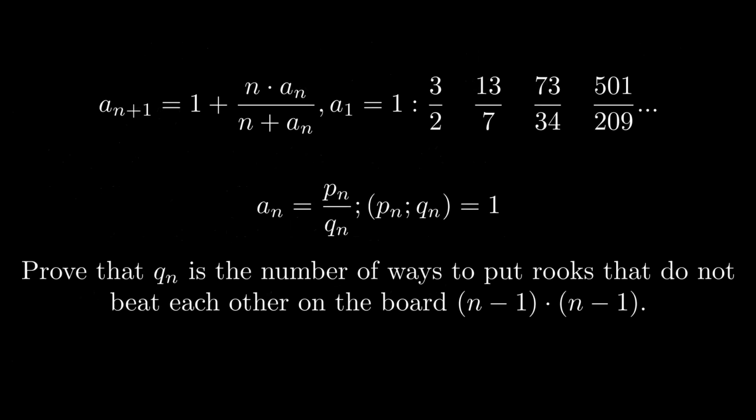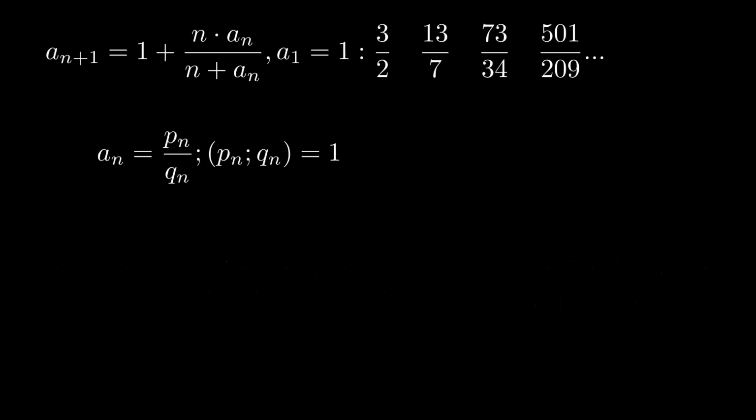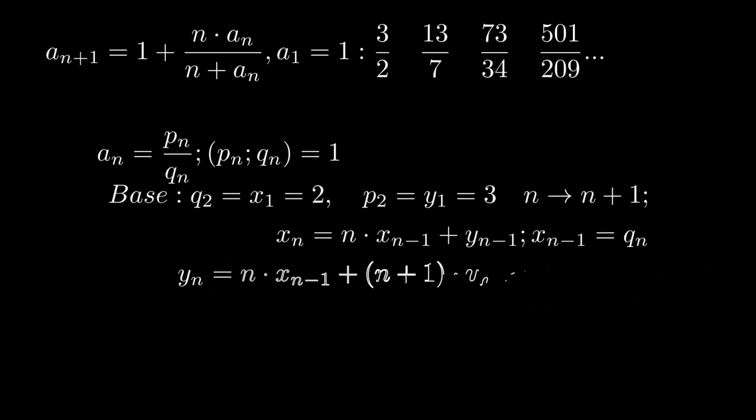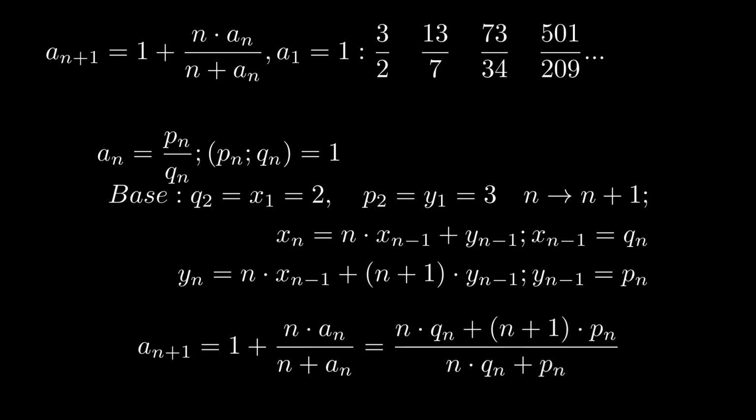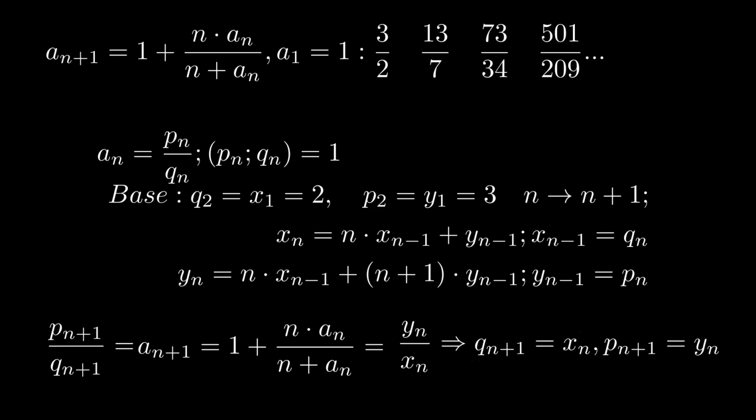Let's now return to our problem, and note that the sequences p_n, q_n, and y_{n-1}, x_{n-1} coincide, which is easy to show by induction, by checking the base and proving the induction step. Thus, Q_n is the number of ways to place unbreakable rooks on the board n by n-1, which was required.